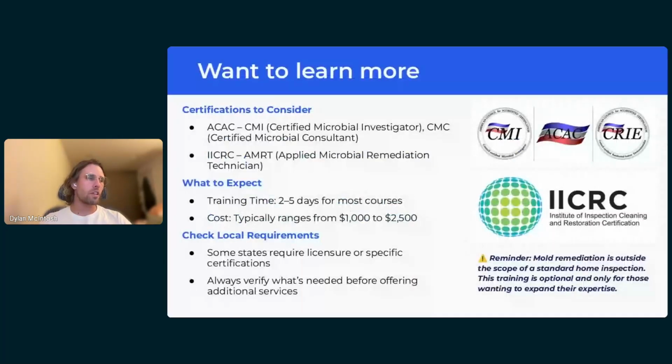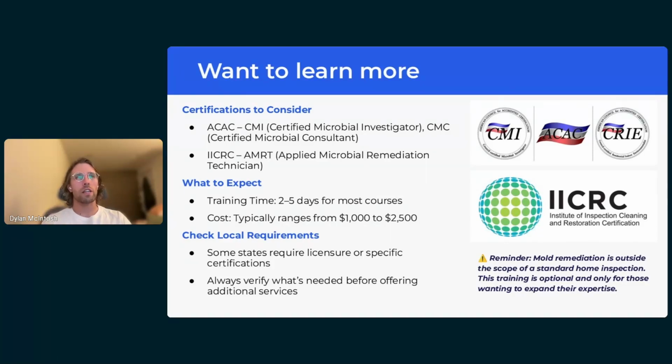So if you're really interested in mold testing and you want to know more, if you're maybe interested in offering remediation yourself, there's a number of things you can do. So certifications: if you really want to take mold inspections and testing to the next level, consider certifications such as the ACAC, Certified Microbial Investigator, Certified Microbial Consultant, the CIE or the CRIE, CMI, CMC. Those are all reputable certifications that will really designate that you have been assessed on your knowledge and skills.